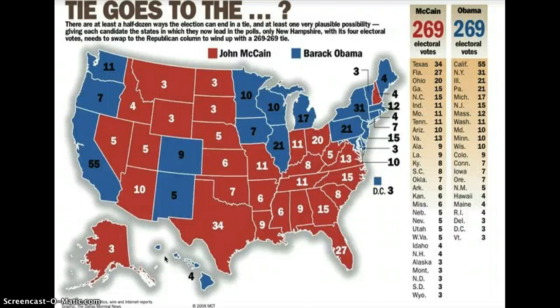This is just a map showing, for 2008, all the different possibilities of how John McCain and Barack Obama could have reached a tie. And if they did reach a tie, man, the House would have picked the president. And you know that the American people would not have been happy with the House picking the president.